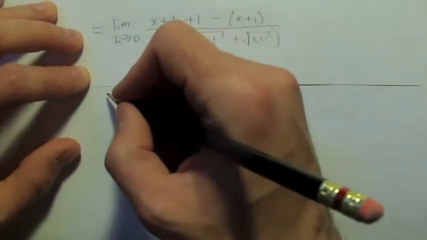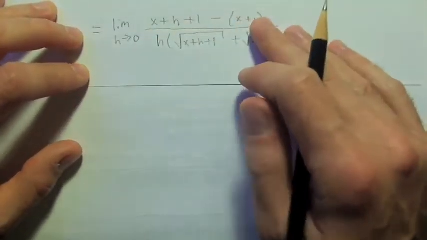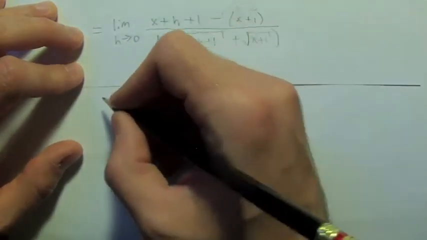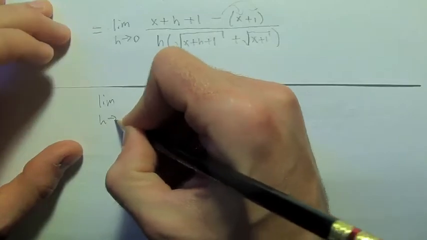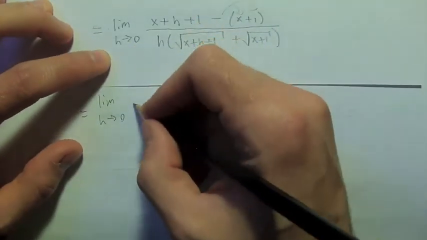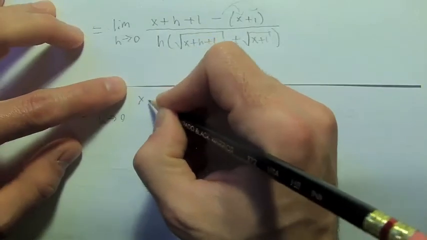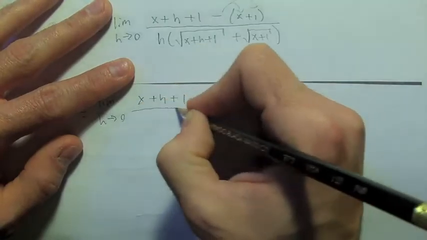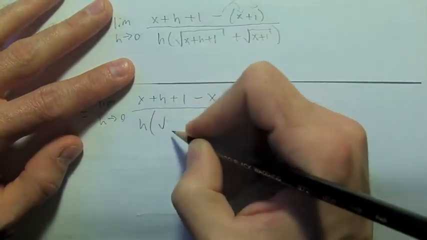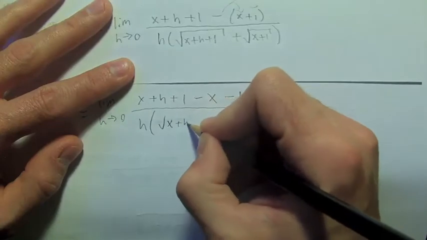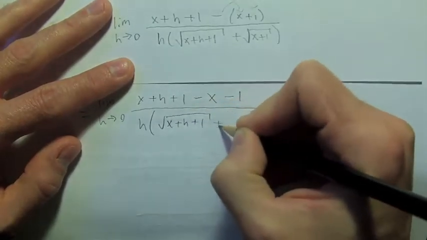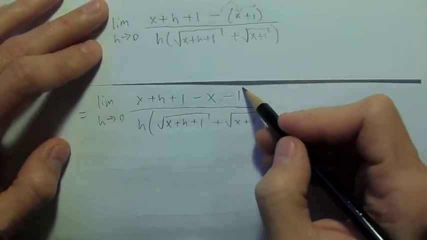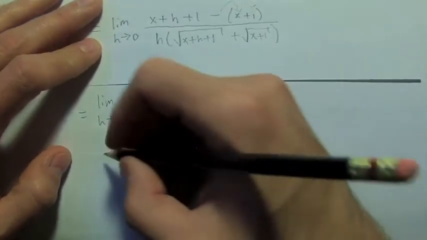Now, what we're going to do is distribute this -1. So I'll do that in this step. So this is equal to the limit as h goes to 0 of x plus h plus 1 minus x minus 1, over h times the square root of x plus h plus 1 plus the square root of x plus 1. All right, so on the top, the 1's cancel, the x's cancel, and I'm left with just this.